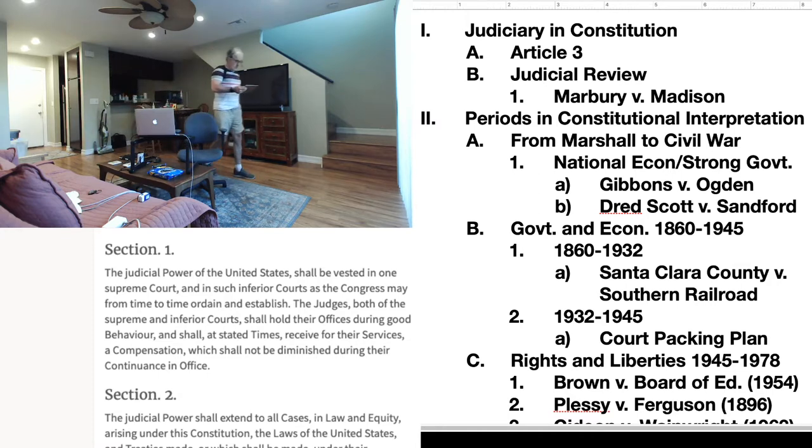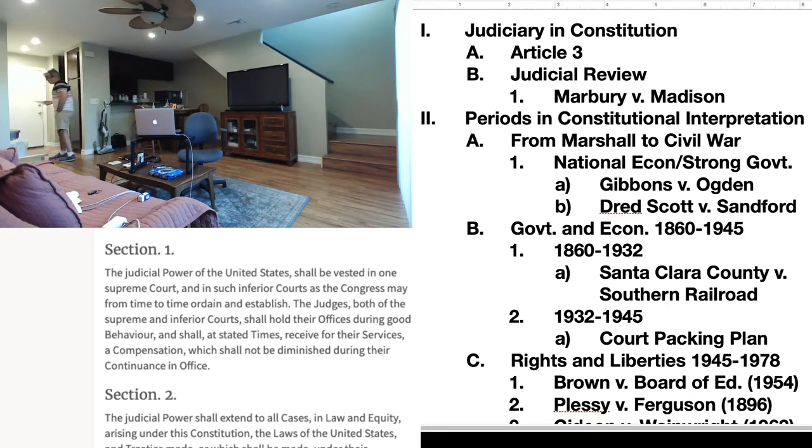Article 2 of the Constitution is the executive branch article. It is the second longest and second most detailed article. Okay, second longest, second most detailed article. Article 3 of the Constitution is the judicial article, and it is the shortest and least detailed article.